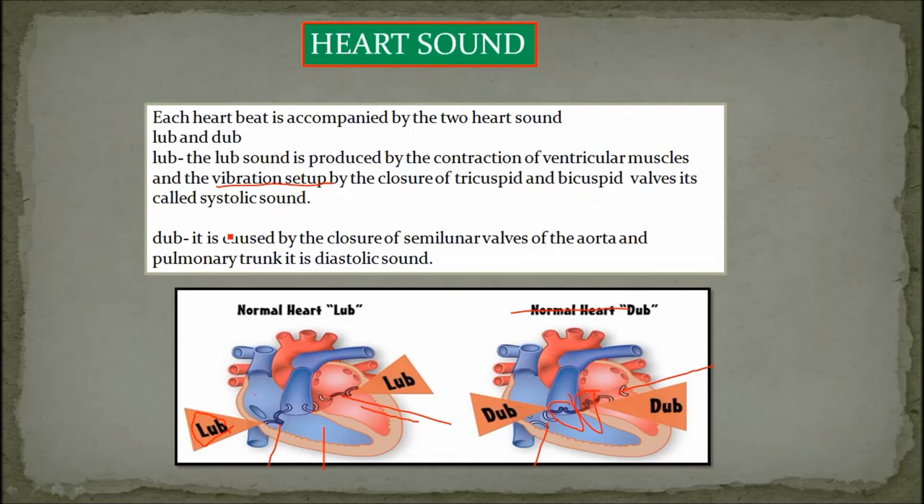Similarly, the dub is caused by the closure of the semilunar valves of the aorta and the pulmonary trunk, or so-called pulmonary artery.